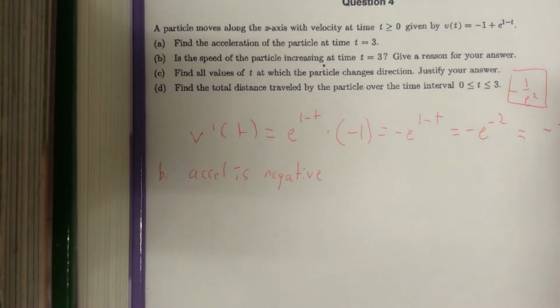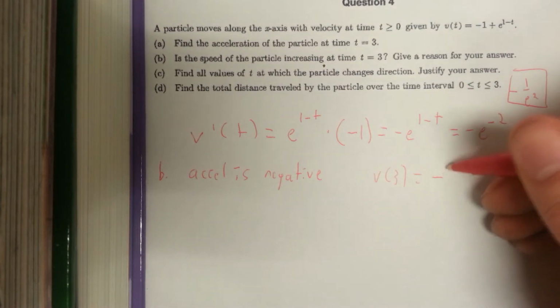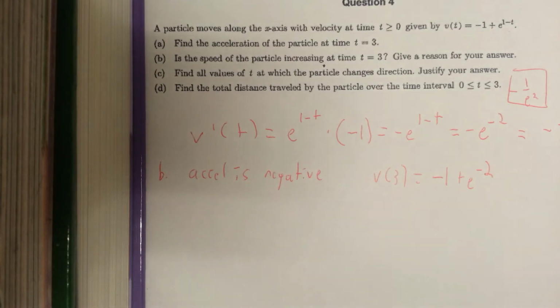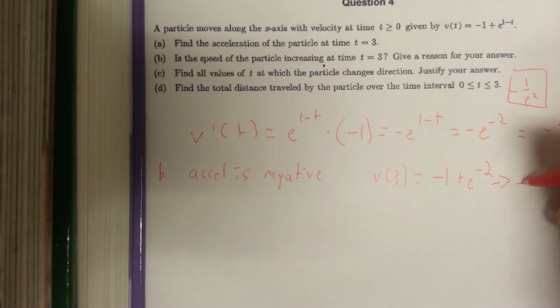The velocity is given right up here. At t equals 3, I'm going to plug in 3, and the velocity at 3 is -1 plus e to the -2. Is that positive or negative? Well, that's the same thing as -1 plus 1 over e squared. I'm not exactly sure, but e squared is going to be like 8 or 9. So -1 plus 1 over 8 is totally going to be negative.